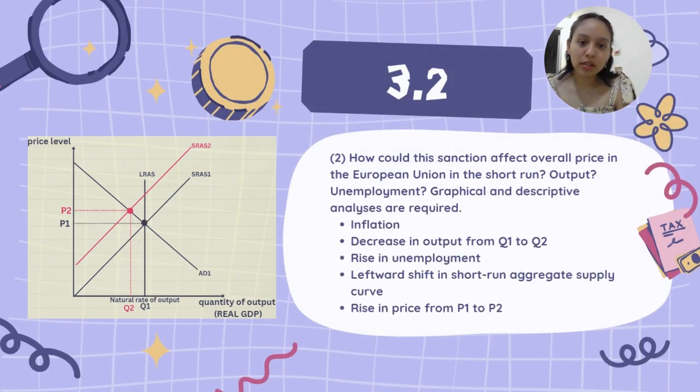Question 3.2 asks us how could the sanction affect the overall price in the European Union in the short run? This includes output and unemployment. So in the short run, the import ban could lead to an increase in energy costs, which leads to inflation, since businesses will be facing higher production costs. And these costs will affect consumers because they will have to pay a higher price for goods and services.